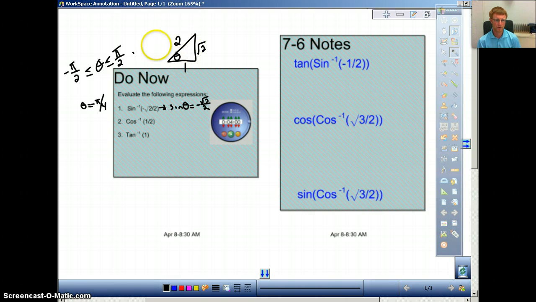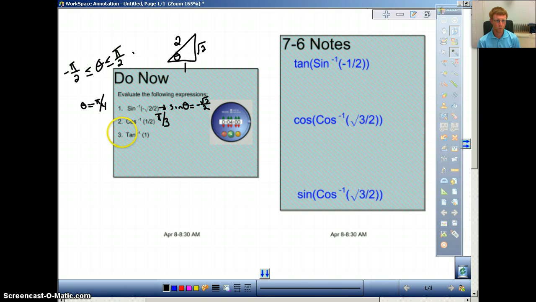Okay, next one is inverse cosine of 1/2. Again, I'm just going to look at this triangle now because we already know what we're looking for. That means we're looking for cosine of theta equal to 1/2. That means that this angle right here is going to be a 60-degree angle. A 60-degree angle is pi thirds. It's positive, so pi thirds is what we want.